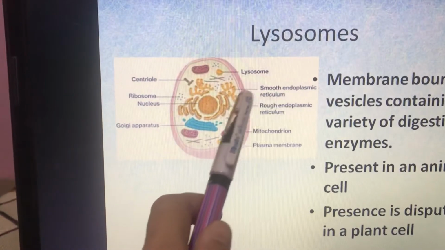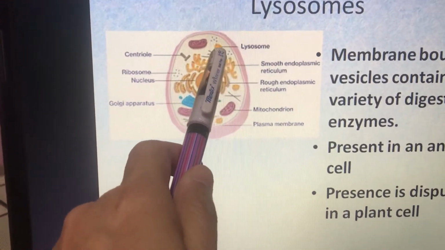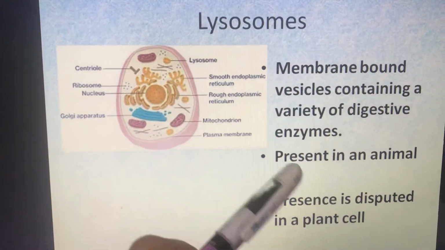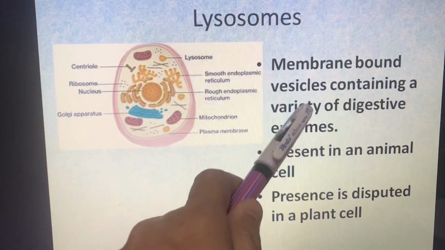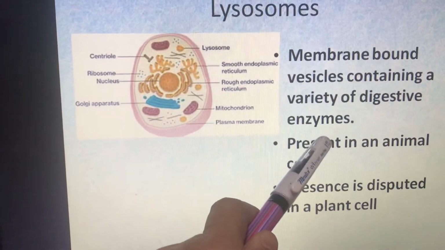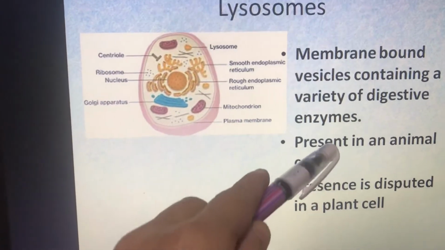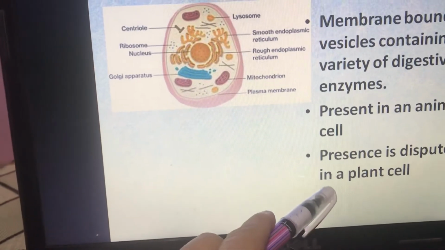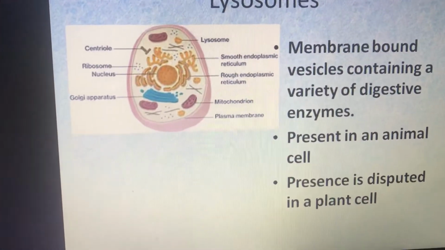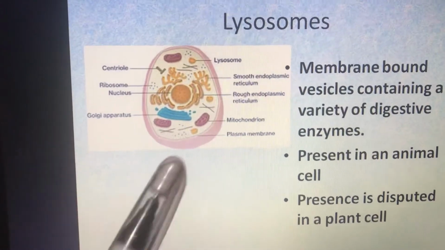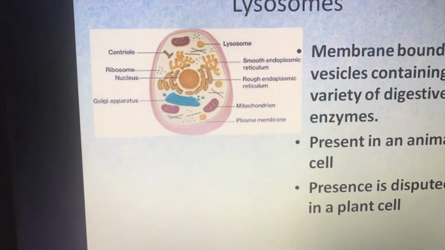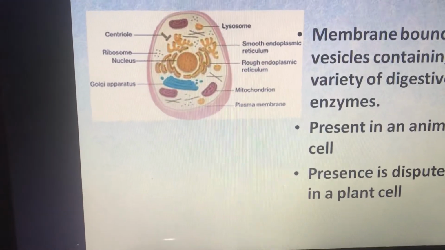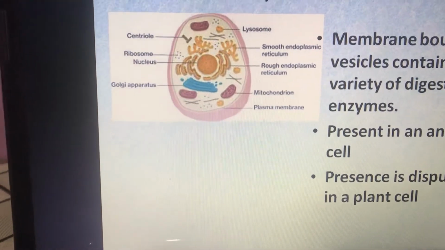Now these yellow structures you can see in the diagram are lysosomes. These lysosomes are very important for the cell. They are also membrane bound vesicles containing a variety of digestive enzymes. They contain very strong digestive enzymes, and they are present in an animal cell. Presence is disputed in a plant cell. Whether they are present in plant cell or not, it is not confirmed yet. It is disputed, but they are surely present in an animal cell.